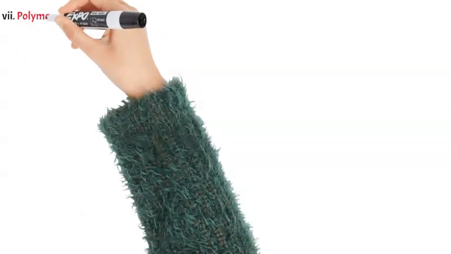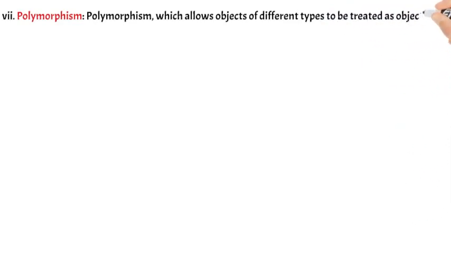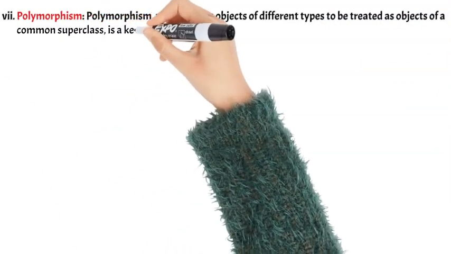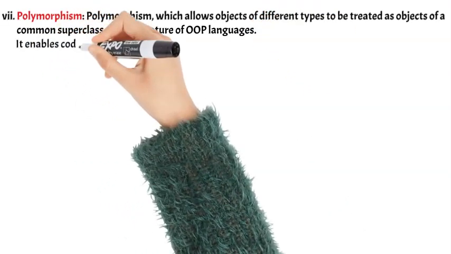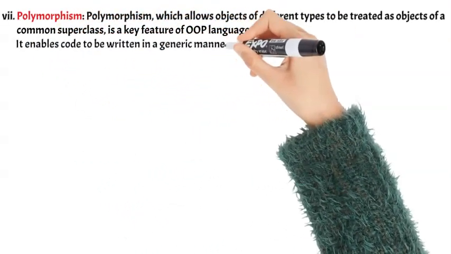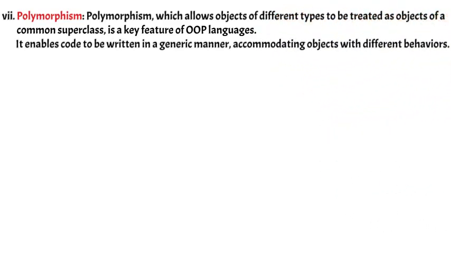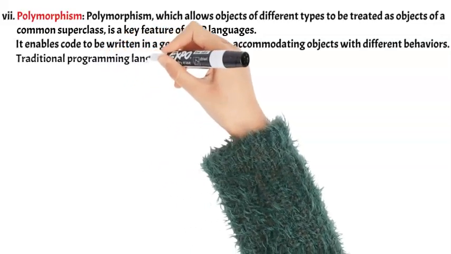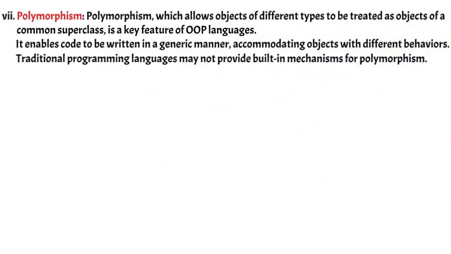7. Polymorphism. Polymorphism, which allows objects of different types to be treated as objects of a common superclass, is a key feature of OOP languages. It enables code to be written in a generic manner, accommodating objects with different behaviors. Traditional programming languages may not provide built-in mechanisms for polymorphism.